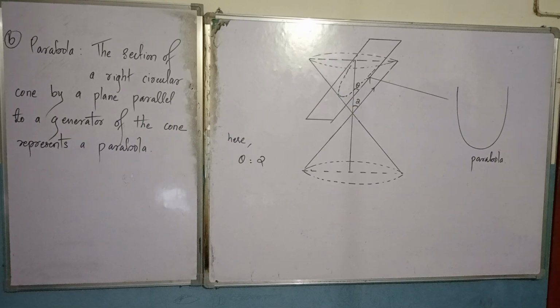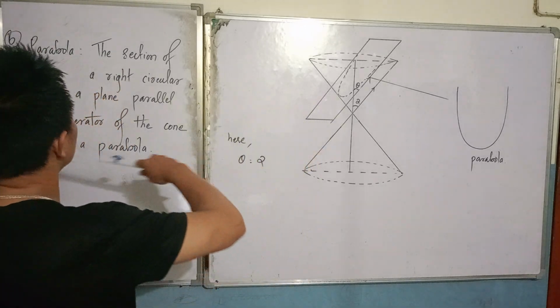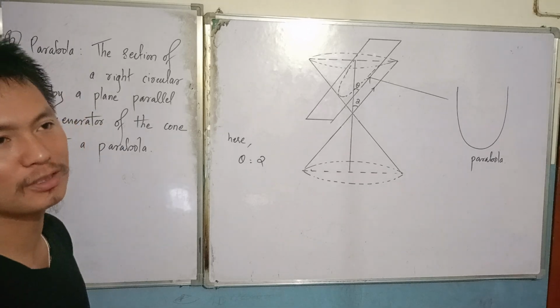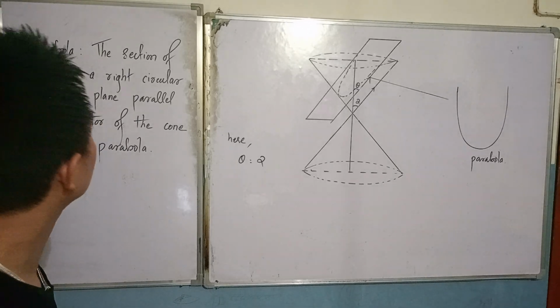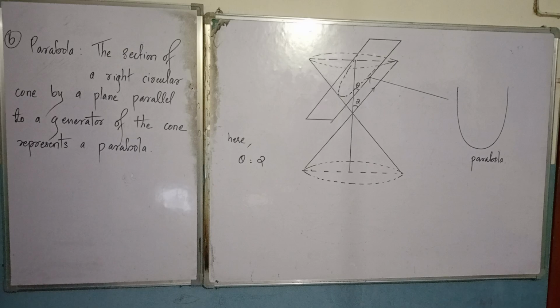Okay, let's move on to the next point, the parabola. When is the parabola formed? How should the cutting plane cut the cone so that the conic section formed will be a parabola? Let's move on to this.